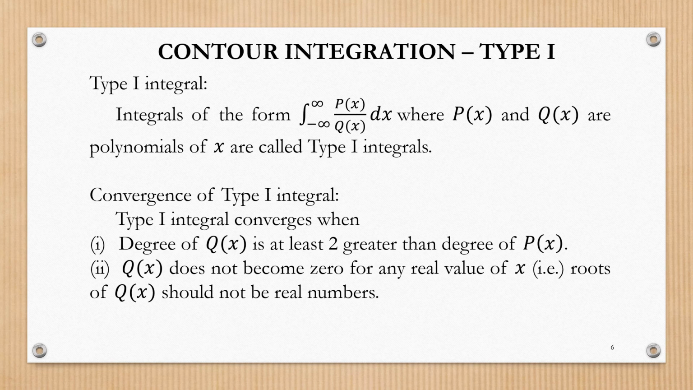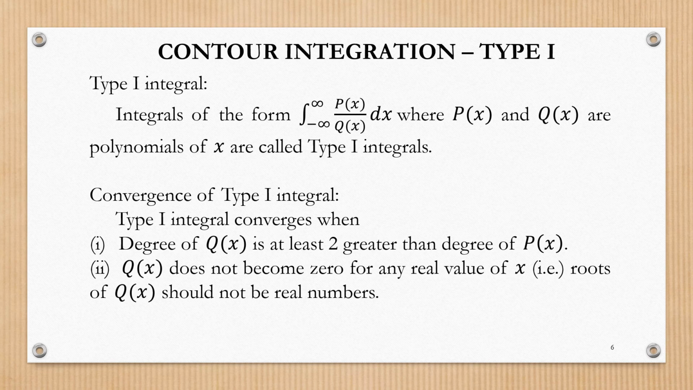Another example, if q of x is of degree say 4, then p of x must be of degree 2 or less, which means that the degree of the denominator polynomial q of x must at least be 2 more than the degree of the numerator polynomial p of x. That is condition number 1. The second condition is a very interesting condition. The roots of the polynomial q of x, that is the denominator, should not be real.